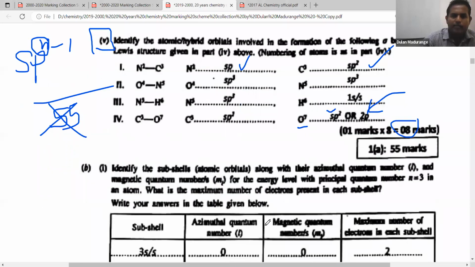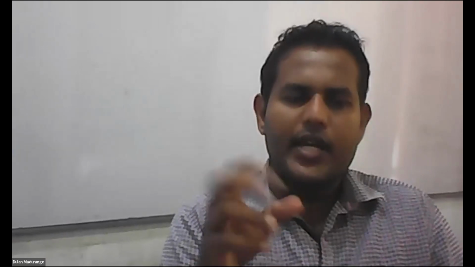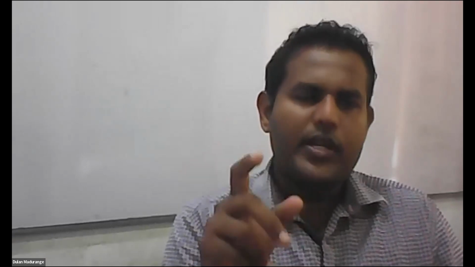Okay, now the next one. Related to quantum numbers, remember that n means main quantum number or main energy level. l means sub energy level. ml means orbital. ms means spin quantum number, plus half or minus half. As an example, n equal to 3 means the third main energy level. So how many sub energy levels do we have? We have 3 sub energy levels, s, p, d.